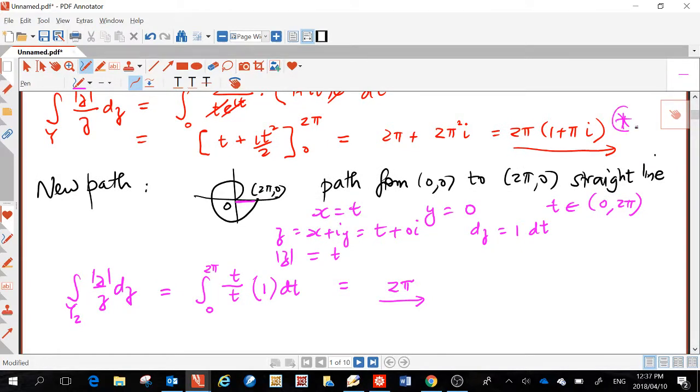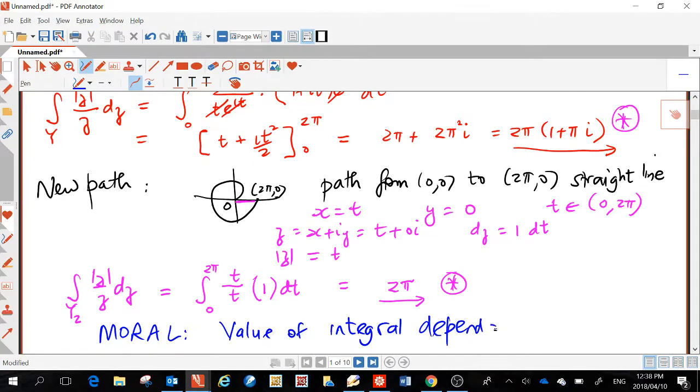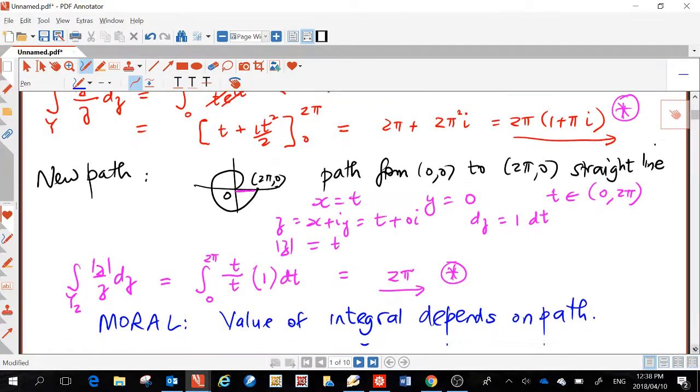Whereas the answer here was something else: 2 pi times 1 plus pi i. The answer here is just 2 pi. So, moral of the tale: the value of the integral depends on the path taken. In other words, it's path dependent. It depends on the path. Path dependent.